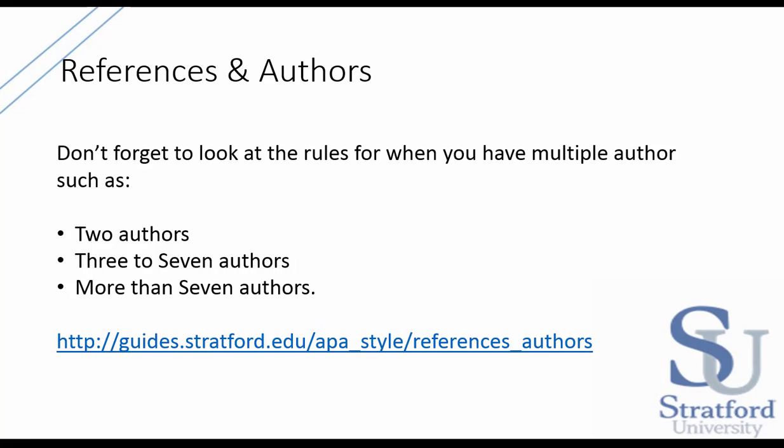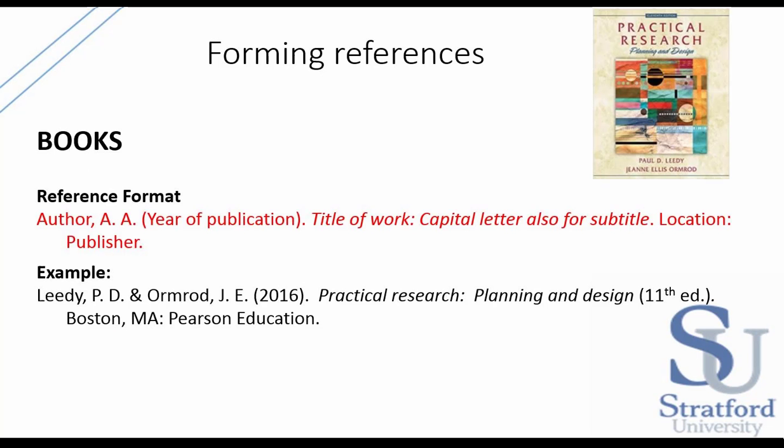When citing authors, keep in mind that there are different rules for one author, 3 to 7 authors, and more than 7 authors. The Stratford APA Guide can help you format your authors. Here's an example of a book citation. When you're using a book, remember that you need to include the edition, the place of publication, and the publisher, as well as any authors and the year. You can see the title of the work is also in italics.